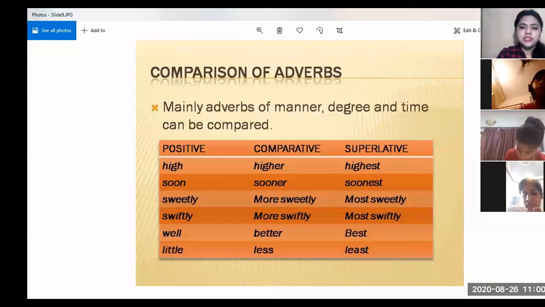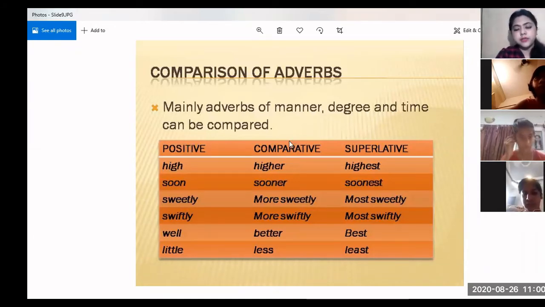Now comparison is very simple. As you do the comparison in adjectives, similarly we do the comparison in adverbs. There are three kinds of comparison: positive, comparative, and superlative. When we are talking about a single person or thing, then we use positive. When there is no comparison, that means there is positive. When we are comparing between two things, then we use comparative degree. And when the comparison is made among more than two things, then we use superlative degree.